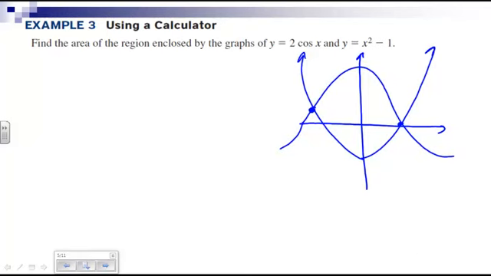Right, so here we go, picking up our lesson where we left off. Let's switch over to the calculator.